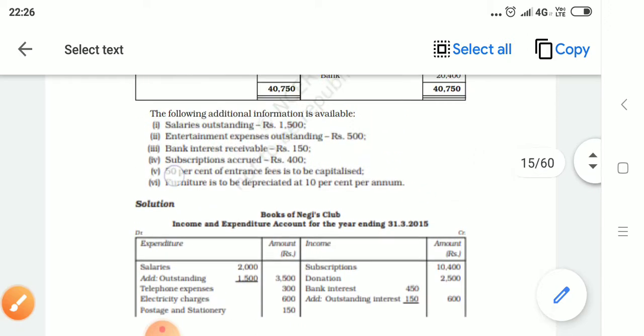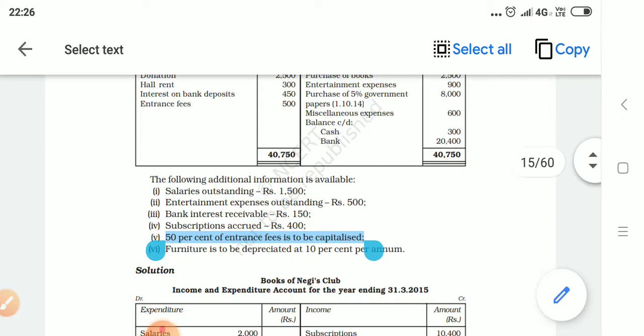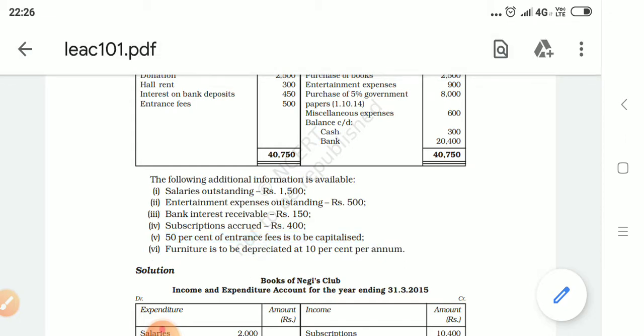Now, since adjustment 5 is given, it has to be dealt accordingly. However, if adjustment 5 was not there, then the entire amount, rupees 500, will appear in the income side. Okay, keep that in mind. It's an important note. Last, furniture depreciated at 10%.